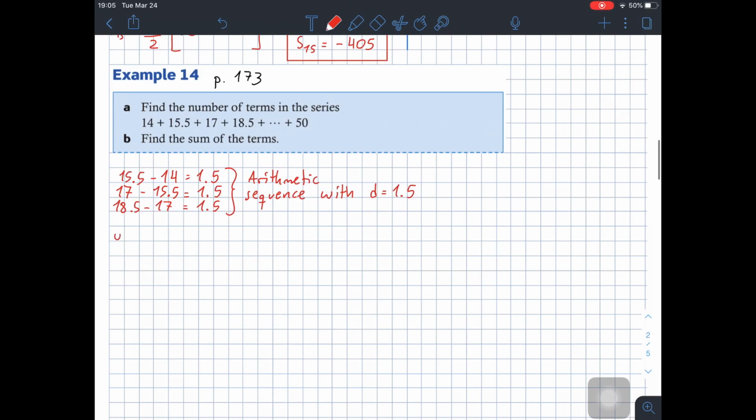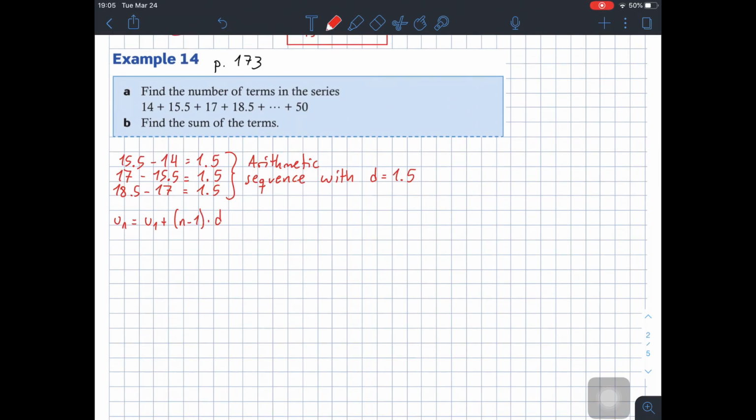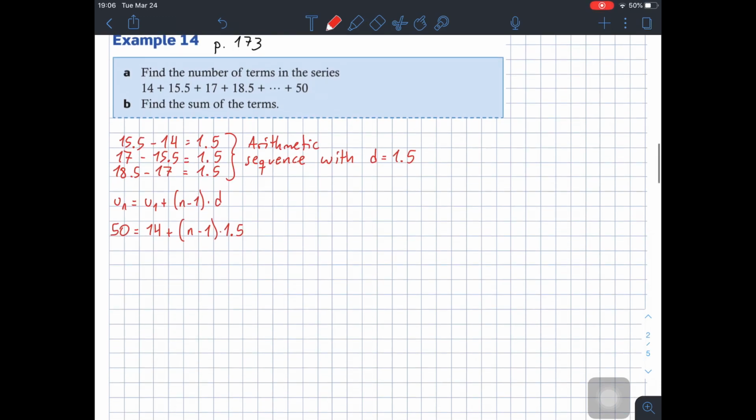So by applying our formula, un is u1 plus n minus 1 times the common difference. So un in this case is 50, the last term. 50 equals u1, the first term is 14, plus n minus 1, we don't know how many terms we have, we want to determine that, times the common difference, which is 1.5. So we need to solve this, right? We can take the 14 to the other side. This would be 36 equals 1.5n minus 1.5.